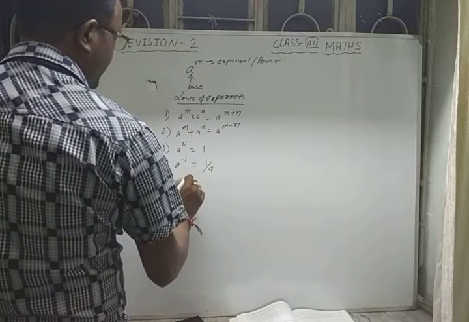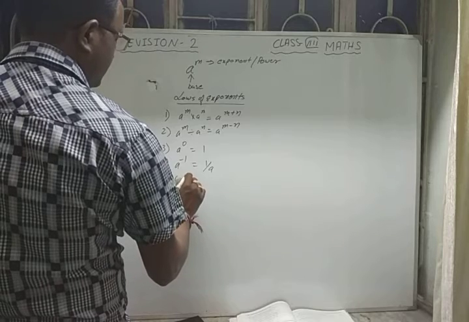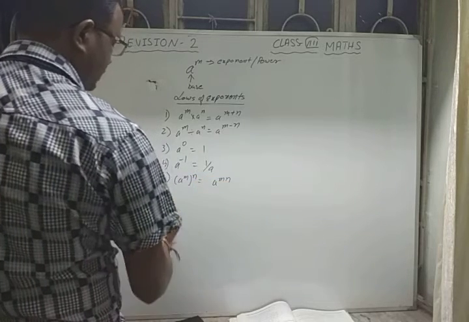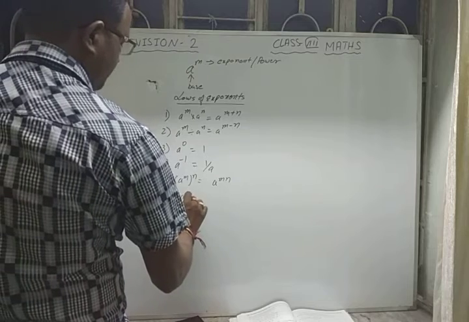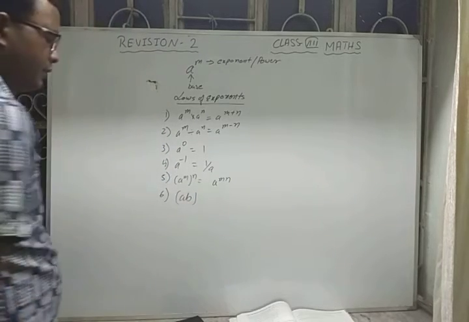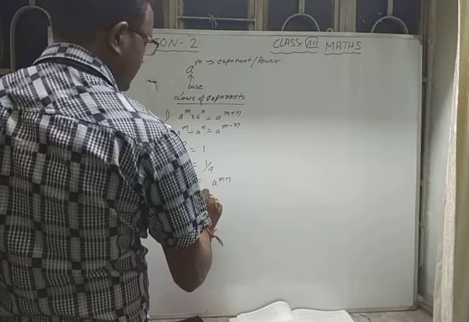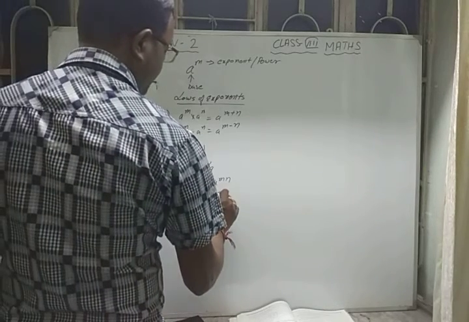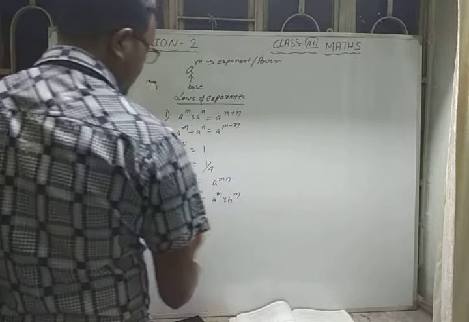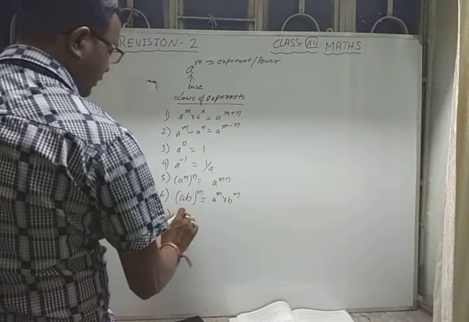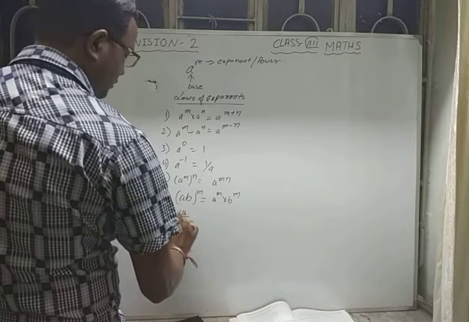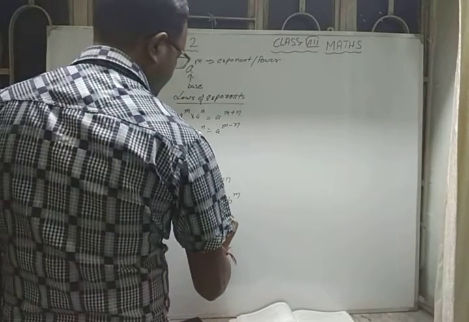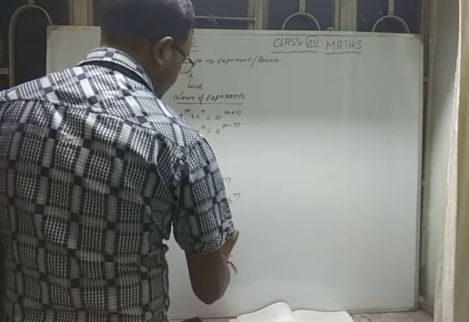Fifth: if any number has 2 powers, then both the powers get multiplied. Sixth: if 2 numbers are in a product and they have the common power m, the power is for both the bases, so a to the power m into b to the power m. Similarly for division, a by b whole to the power m means this power is for both, a to the power m by b to the power m.